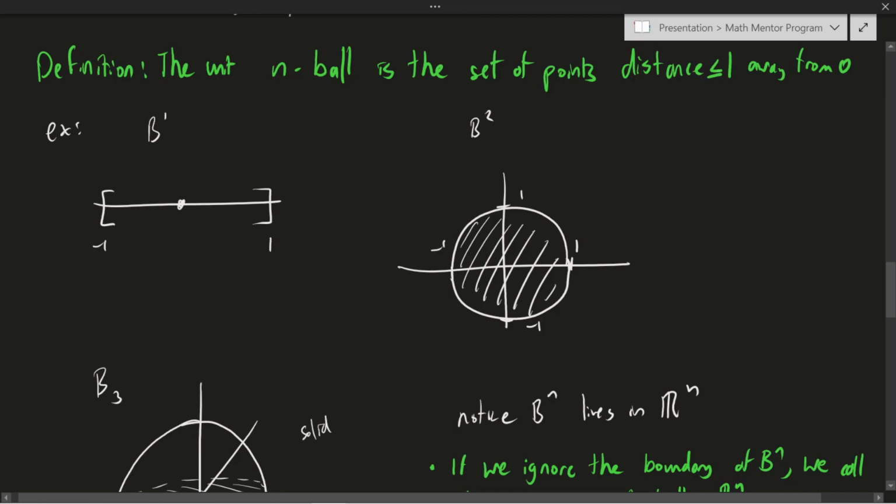Actually, I should put an equal sign here because it also includes the points that are distance 1 away from 0. In Rn, so here's R1, here's R2, and here's R3, right? This is going to look very different, but in general, it carries the same property, right? This is the description of a unit n-ball. In R1, it's just a closed interval from -1 to 1. In R2, it looks like a unit circle, but with every point inside included as well.